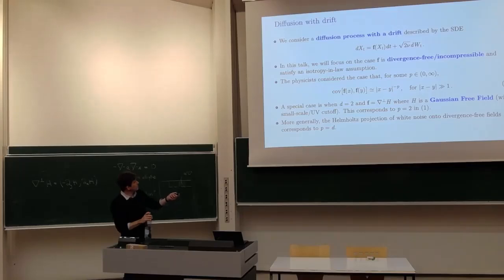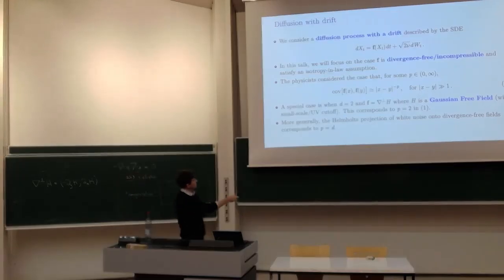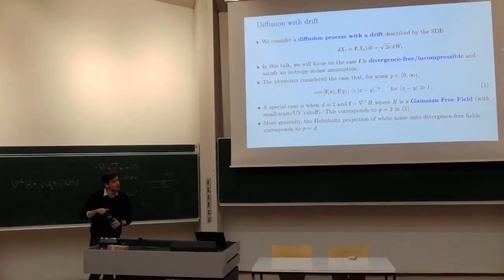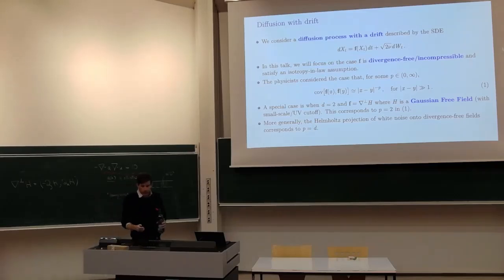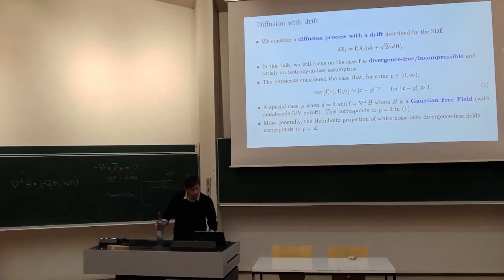So more generally, the Helmholtz projection of white noise onto divergence-free fields corresponds to p equals 2. So if you take white noise, and you mollify it on the unit scale or something to make it smooth, so it's a smoothened white noise, and then you project it onto the space of divergence-free fields, then you'll get p equal to d. Okay? But p equal to 2 is critical. So in that sense, dimension 2 is critical.